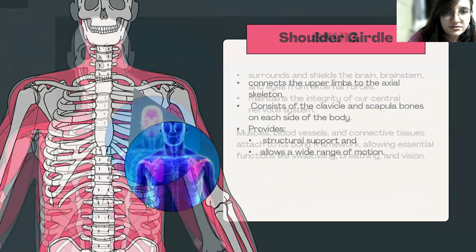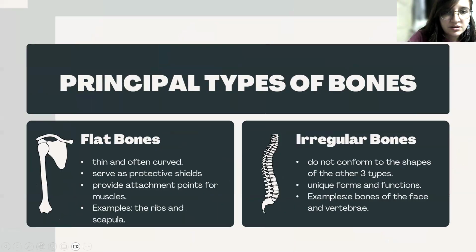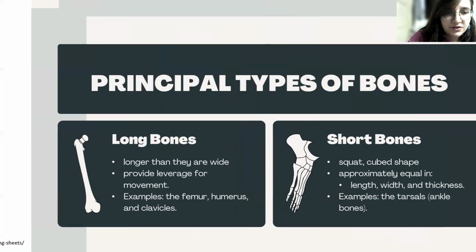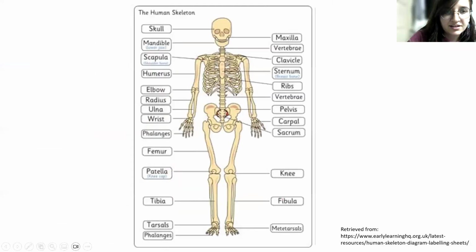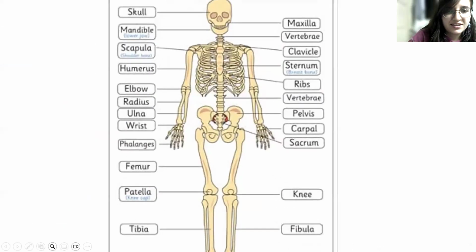Shoulder girdle, skull, different types of bones. Okay, here. So you see the skull. We studied the skull, vertebra, you know this one. These are the vertebra, the small bones that are connecting. The sternum is the middle part here that's in between the left and right side of the ribs, right?